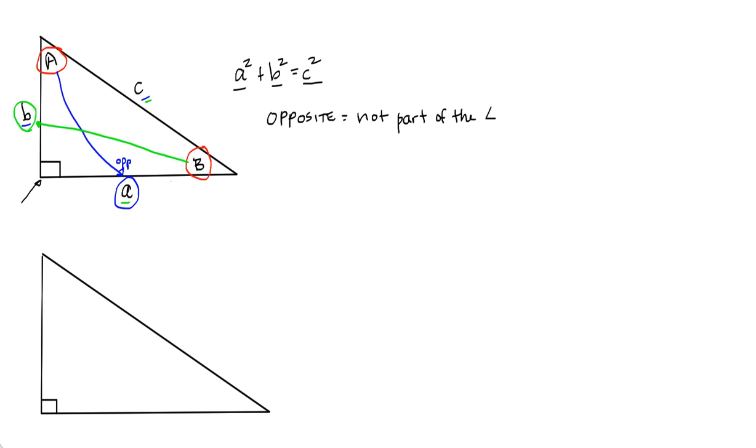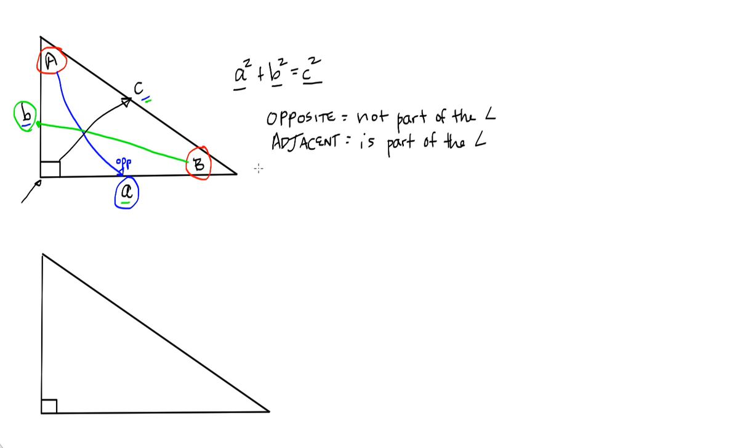The other word that's important is the word adjacent. The word adjacent means that it is part of the angle. And I will tell you that we typically use the term adjacent to refer to a leg. We don't usually use the word adjacent to refer to the hypotenuse. Sometimes you'll hear the hypotenuse described as the side that is across from the 90-degree angle. It's a good definition for the hypotenuse. But for the adjacent, we're usually talking about the legs.